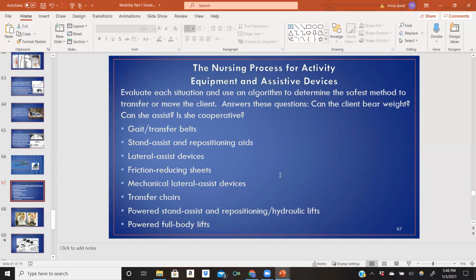Every patient is treated completely individually. The way one person moves is not the way another person moves. So each person is unique. So you want to be able to answer these questions.